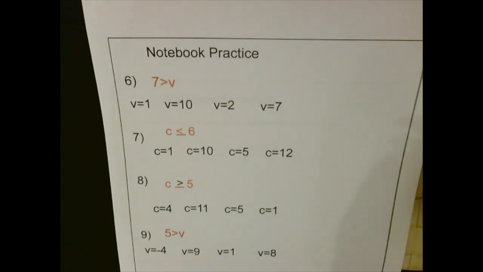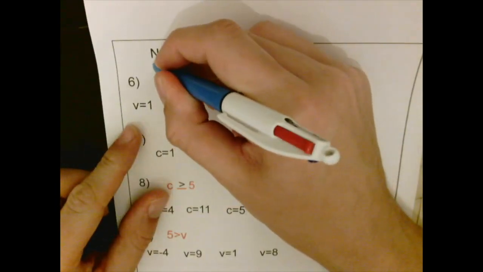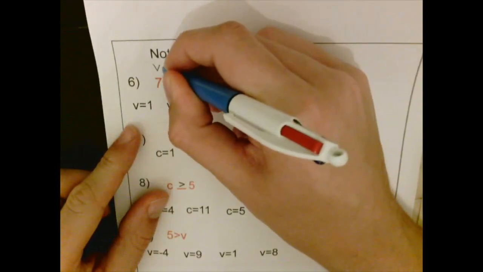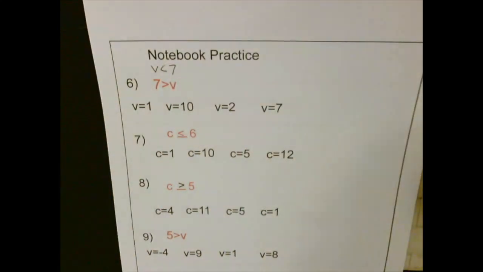Here's some practice we'll be focusing on in class. 7 is greater than v. Now, we haven't mentioned this in this lesson, but in future lessons, it's really important for us to understand that when we're writing our inequalities, the variable is on the left side. So I want to rewrite this then as v is less than 7. So I flipped the inequality sign in this example.